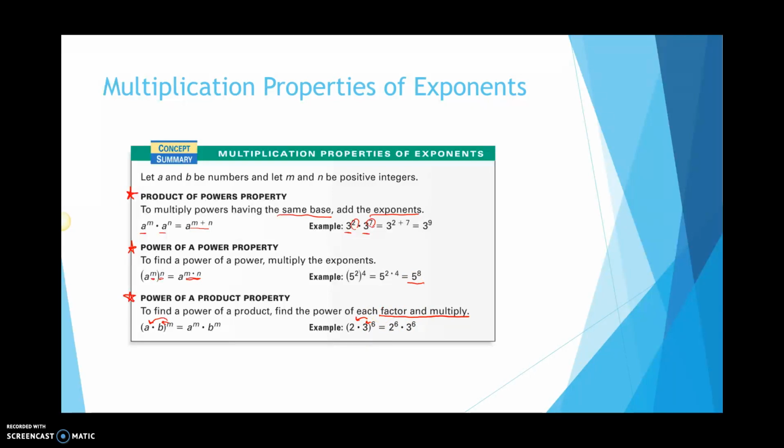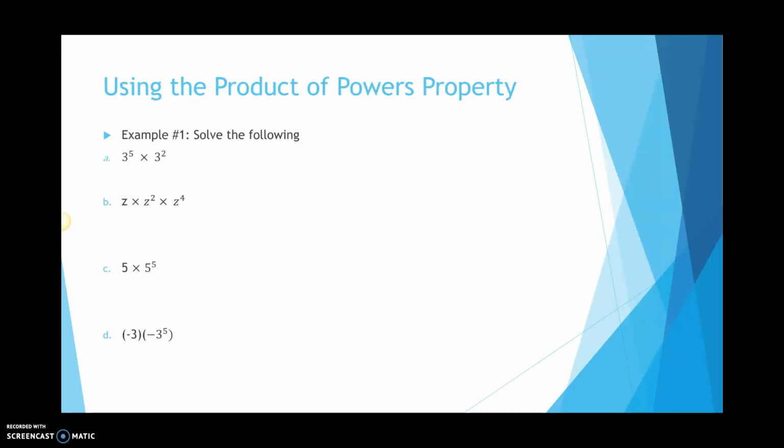So let's practice some of this so it makes a little bit more sense. Our first examples here, we're working with the product of powers property. We have to look and see if our bases are the same number, and if so, we can add the exponents. Here for a, we have 3 to the 5th times 3 to the 2nd. That's going to be 3 to the 7th. Since my base is the same, that stays as 3. We add my exponents, 5 and 2, to get 7.